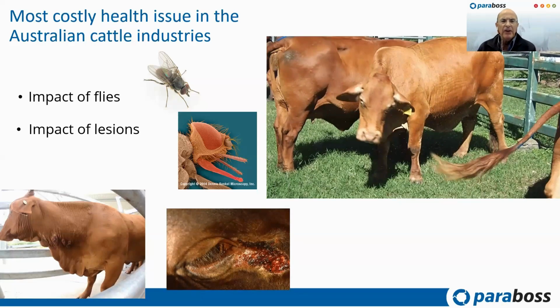And they don't actually cause that much economic loss, because most of the lesions occur around the neck and around the head, in places where they can actually be trimmed off fairly easily. However, where they do have an impact is in the sale yards, where animals are regularly downgraded in terms of their value if they've got lesions. And this has become particularly a problem in our northern cattle industry.